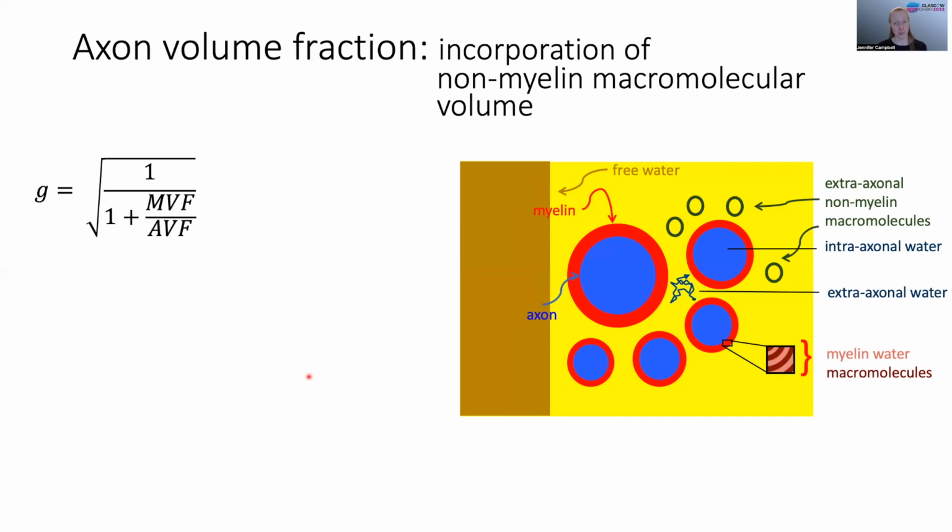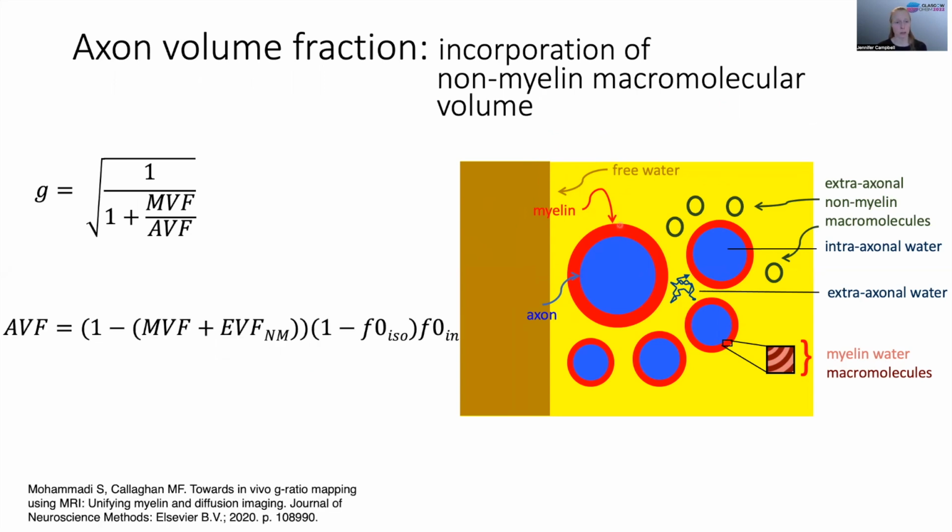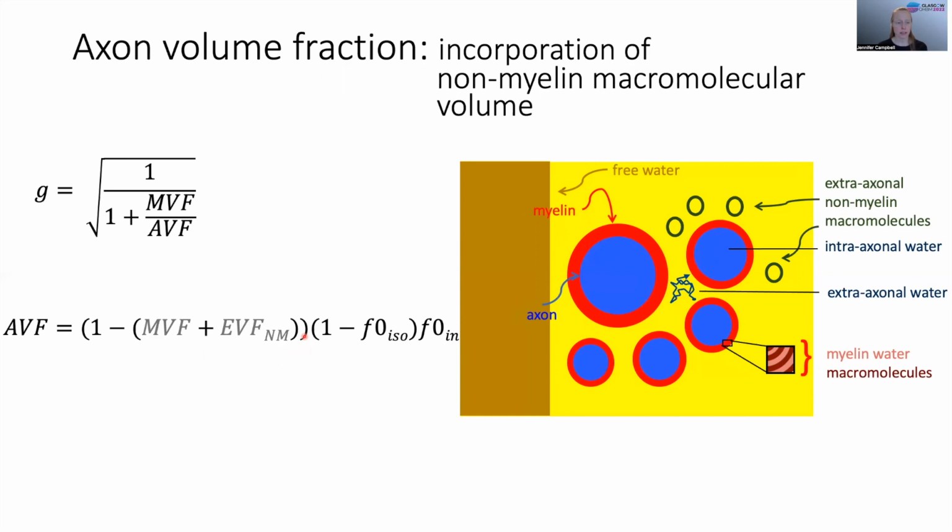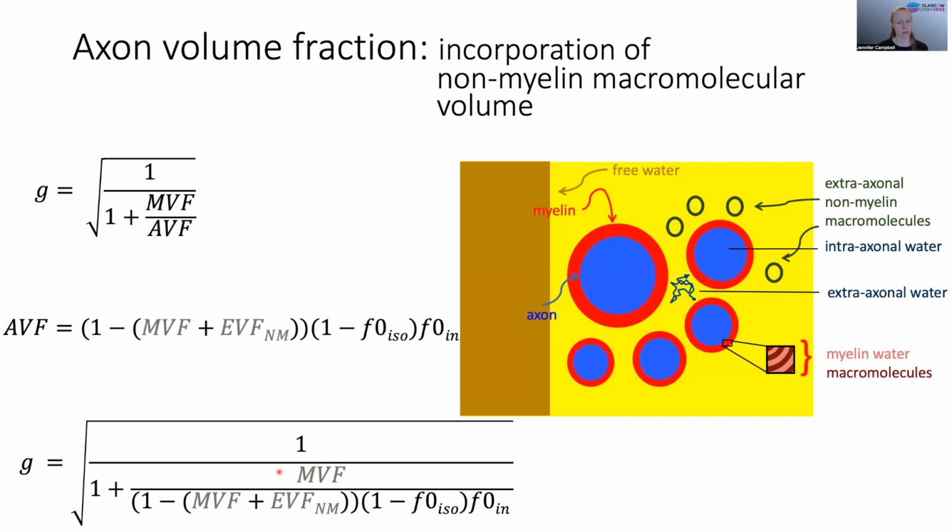Now we need to consider a few other things. There may be non-myelin macromolecular content in the extraaxonal space. So when we adjusted the axon volume fraction that we originally got from diffusion for this invisible myelin compartment, we really needed to include this extraaxonal volume fraction that is not myelin as well. Once we do this, it is ongoing work how we would differentiate these with MRI. But if we can do so, this is the formulation for the G ratio.